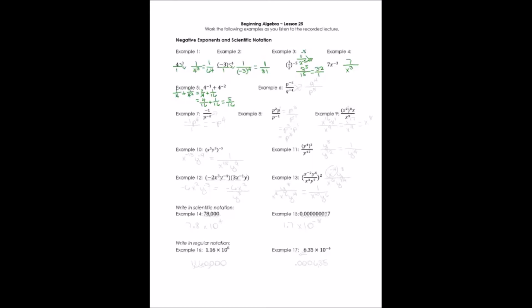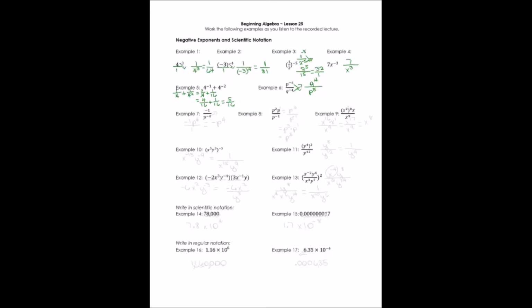Example 6 has 2 negative exponents, and really it's a simple matter of switching sides of the fraction. To make p to the negative 5th positive, I would take it down to the denominator. To make q to the negative 4th positive, I would take it up to the numerator, and I end up with q to the 4th over p to the 5th.